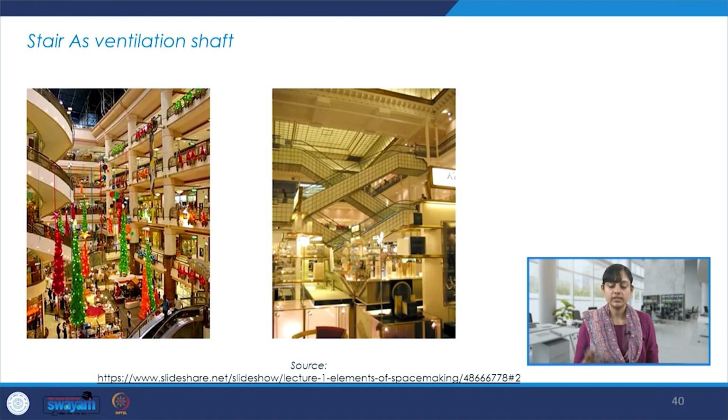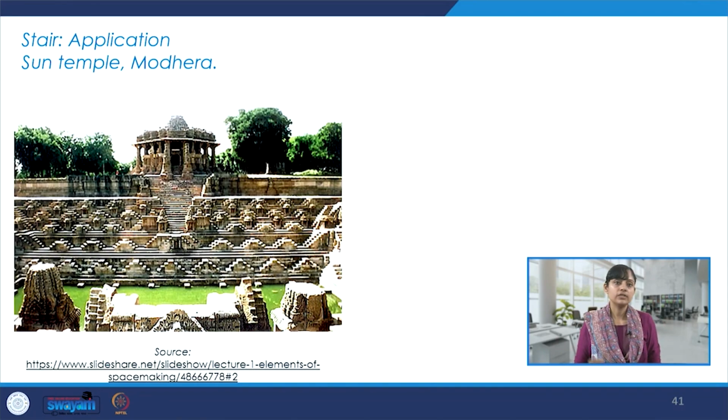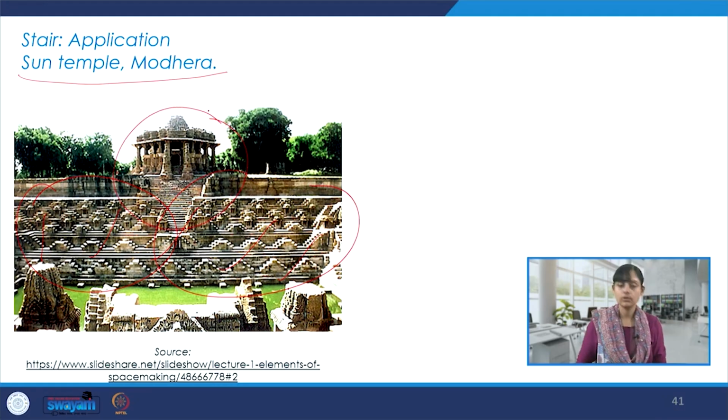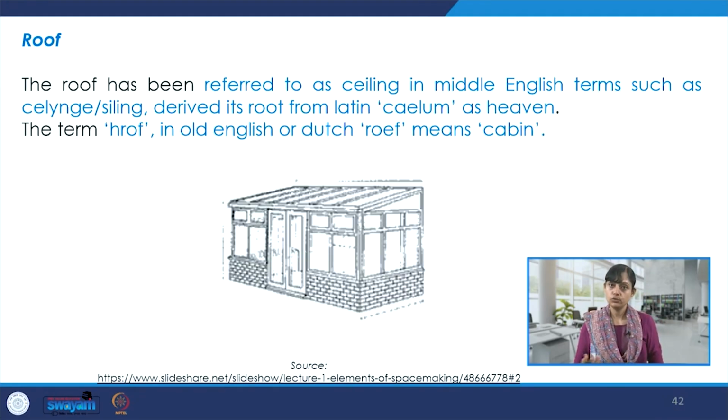Sometimes also as a ventilation shaft, like we see the examples over here. One of the applications is the Sun Temple Modhera, the stepped one, and we see such interesting examples throughout history. Then we have roof. Roof is again an important building element, and it has been referred to as a ceiling in Middle English terms, and derives its roots from Latin, and often refers to heaven.